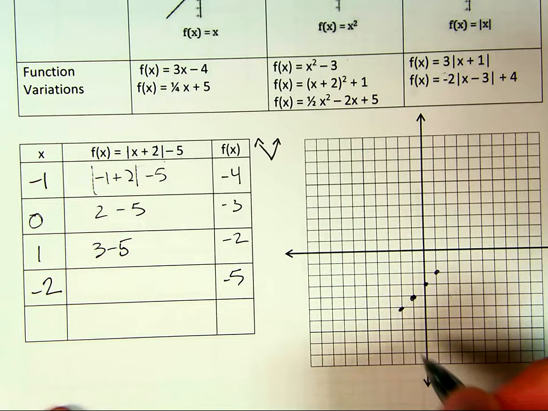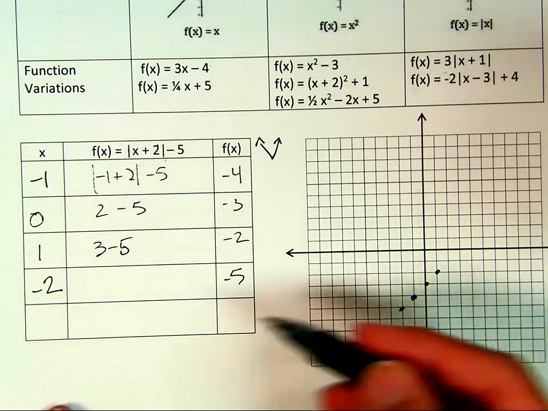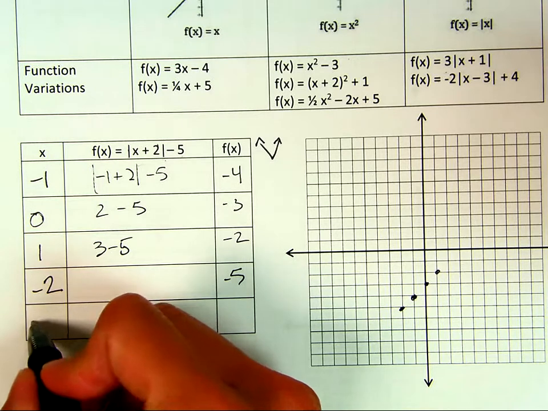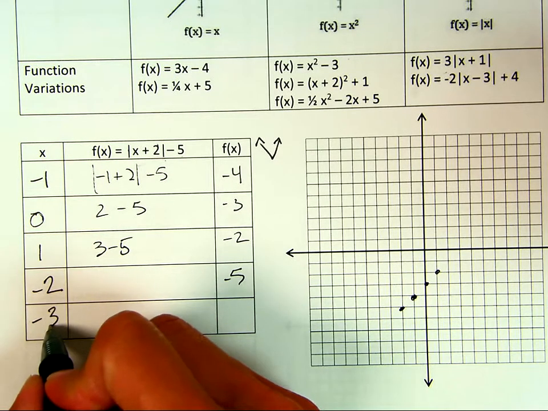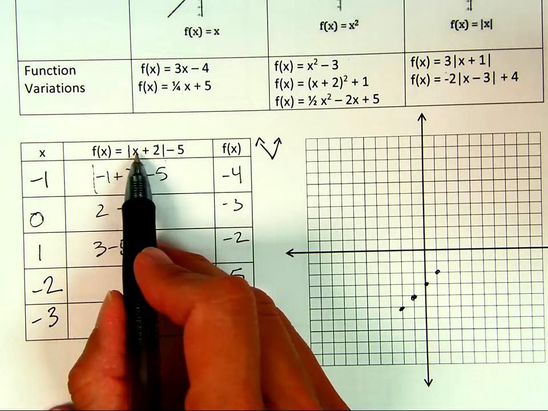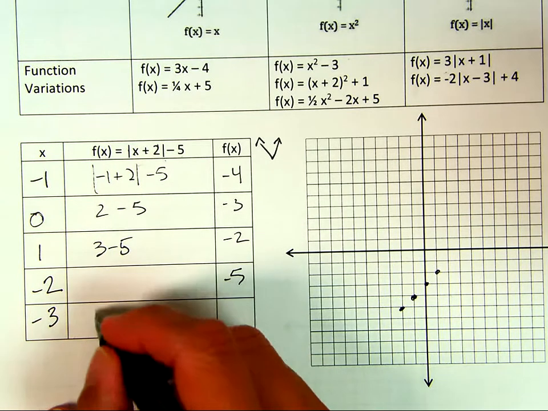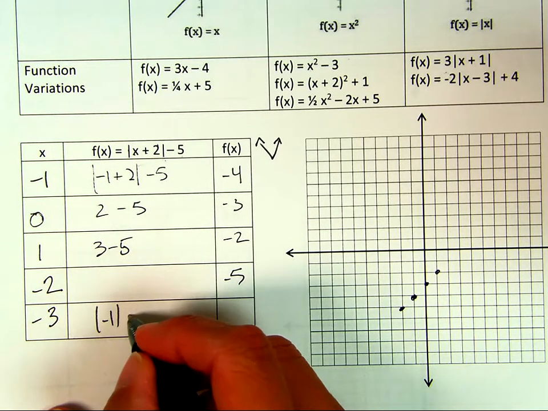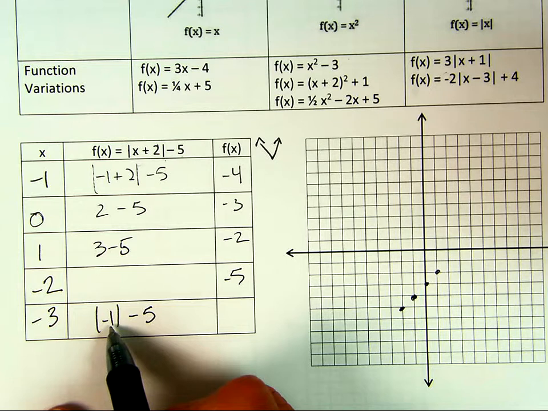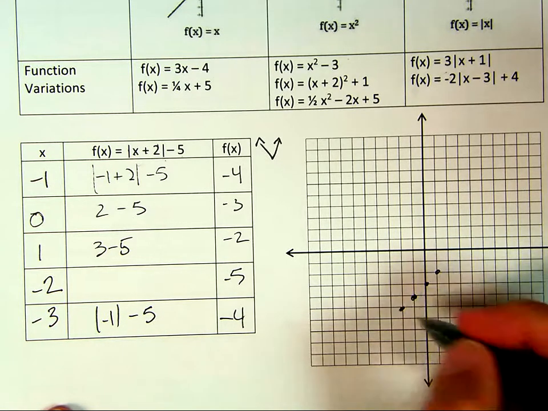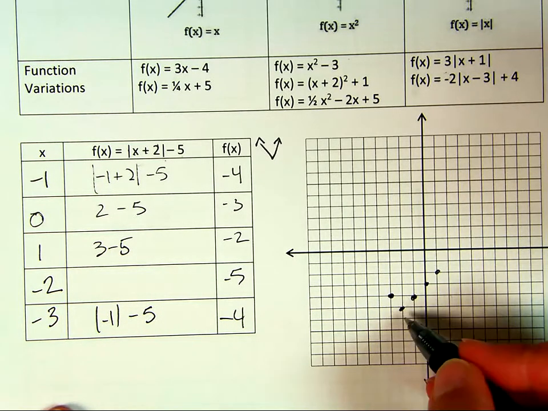So it's still going that same way, but I know I need to go that way, so I'm going to pick like a -3. If I put a -3 in there, you see how that kind of changes. I get a -3 plus 2, which is -1, but the absolute value of -1 is 1, minus 5, and so I get a -4. And so I'm going back up, and that's what I wanted.